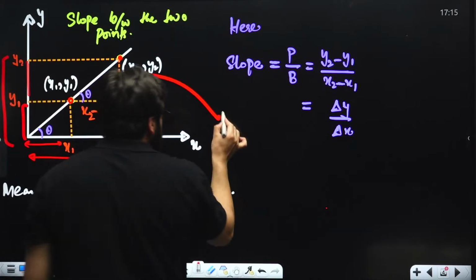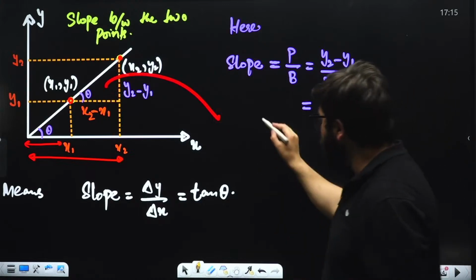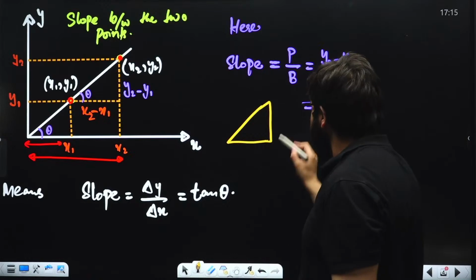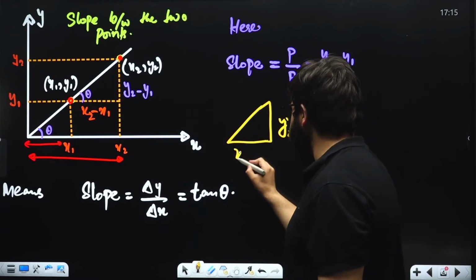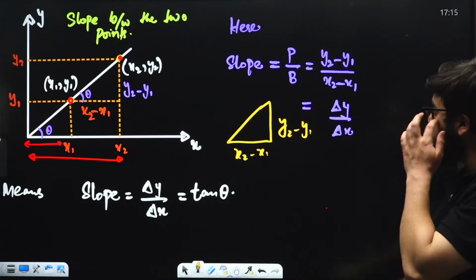Now take this triangle out. Guys, listen to me very carefully. Take this triangle out. So this is the triangle, something like this. So this side is y2 minus y1. This side is x2 minus x1. Perpendicular is y2 minus y1. This is x2 minus x1.